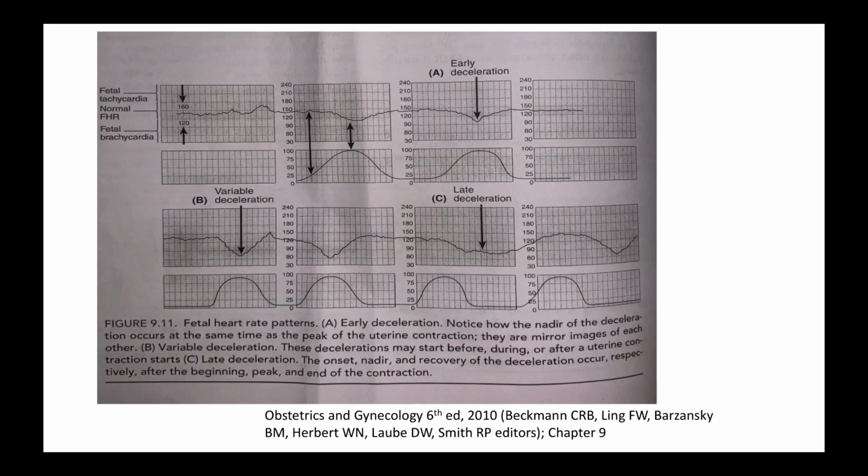Okay, so as I've said, there are basically three types of deceleration: the early, variable, and the late. In this picture, we are shown an example of early deceleration. Note here how the nadir, or the lowest point of the deceleration, occurs at the same time as the peak of the uterine contraction. So what it means is that the lowest point of the early deceleration corresponds to the peak of the uterine contraction. So they're like mirror images of each other.